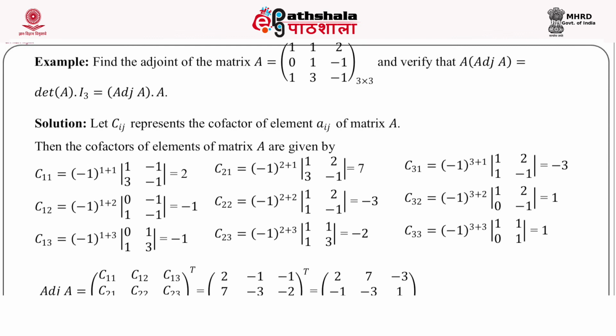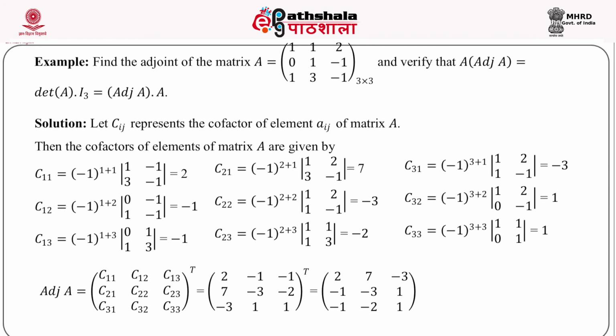So A into adjoint of A is equal to, we can take determinant of A outside, so we will have A into adjoint of A is equal to determinant of A into the identity matrix of nth order, which is again equal to adjoint of A into A.